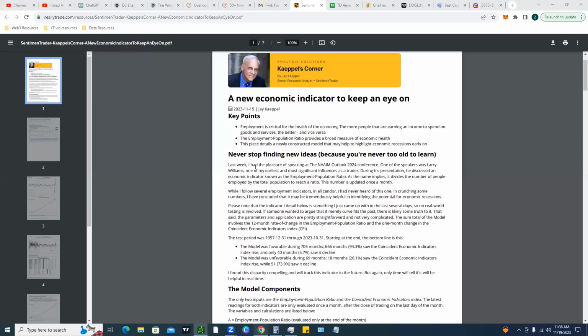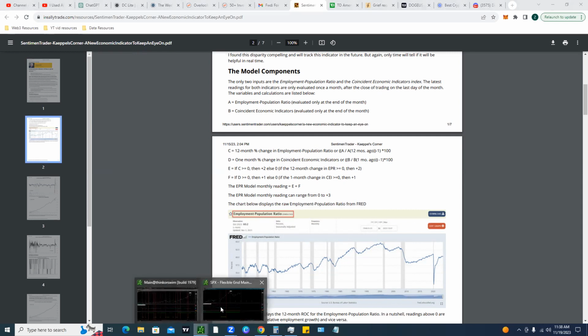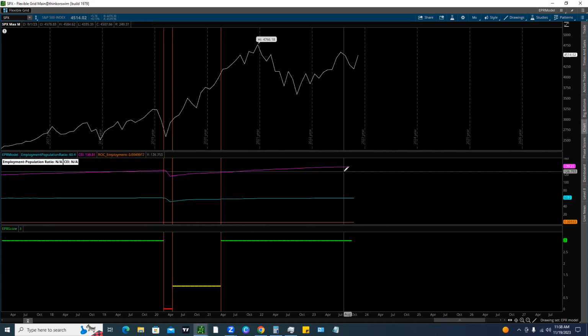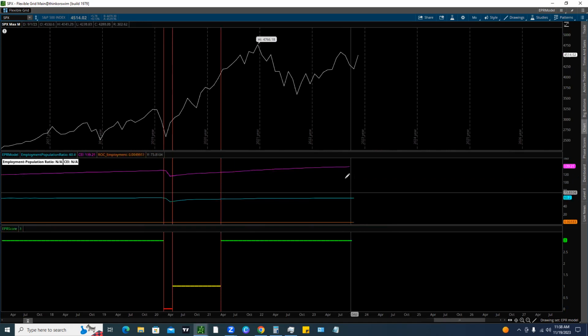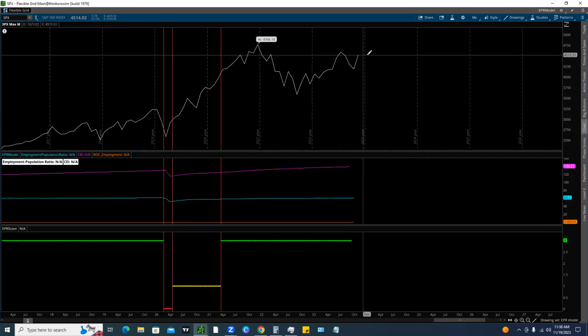are we going to potentially be heading for that recession that everyone has been talking about for the last few years, right? If we dive into the model a little bit more, you know, the model components or the employment population ratio. Now this right here only works on a monthly time frame, due to the fact that a lot of these economic readings and data are put out monthly. So you do want to keep that in mind.